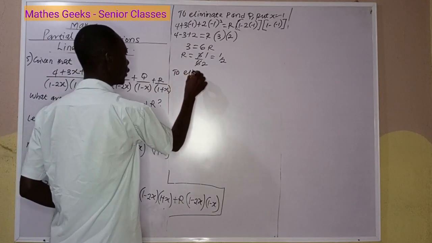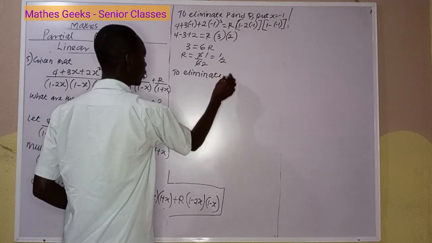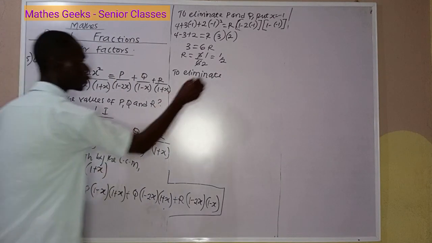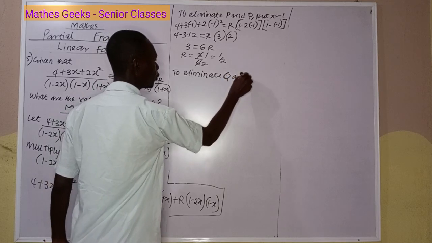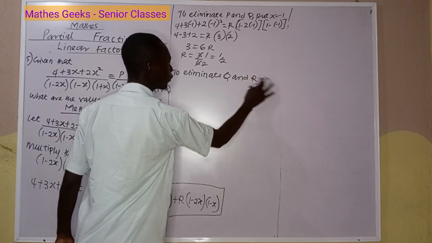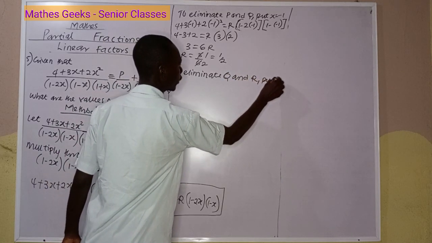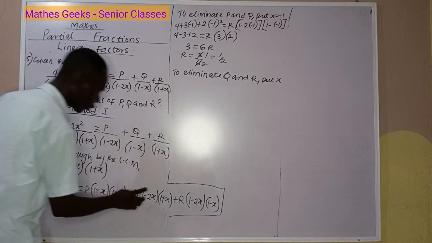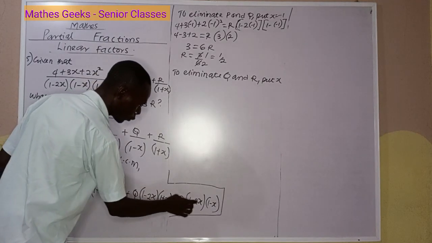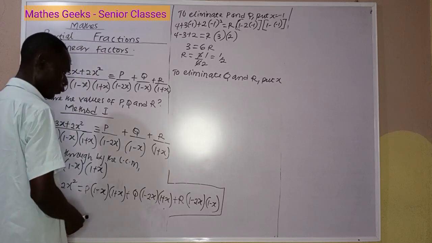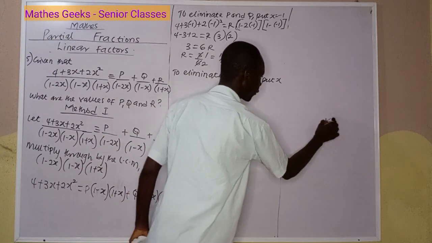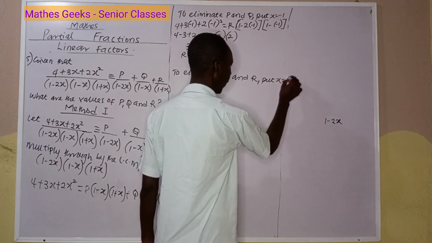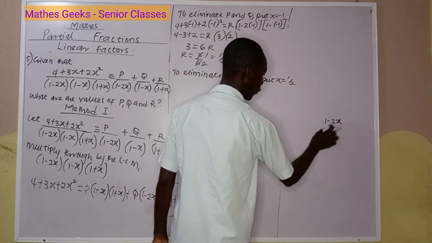So now we want to eliminate p, q, and r. We can eliminate q and r first. Let's look for something that is common to both q and r. Both of them have 1 − 2x. So if I make x equal to 1 over 2, I'm going to get 0.